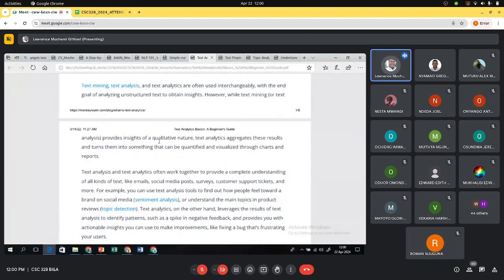So note that we haven't changed the definition of analytics, because analytics, even in our earlier case, we had numbers, and those numbers, of course, they were quantifying things, and you can visualize it into charts. Whereas when you're just talking of text analysis or text mining, all we are doing is to provide the qualitative nature.